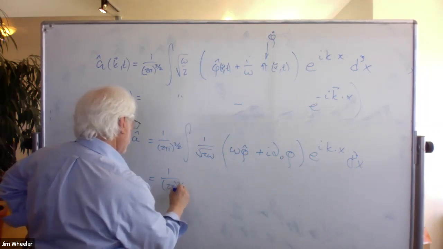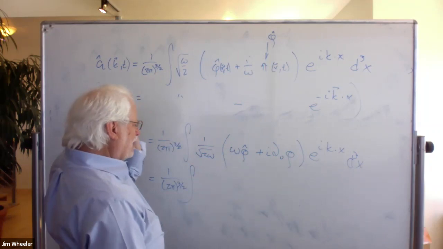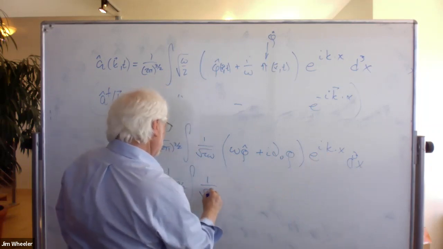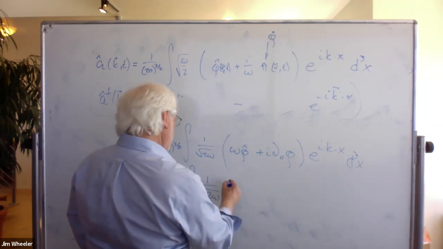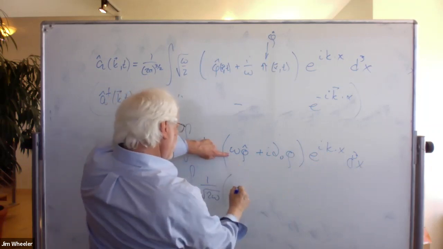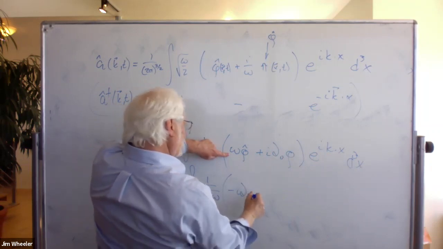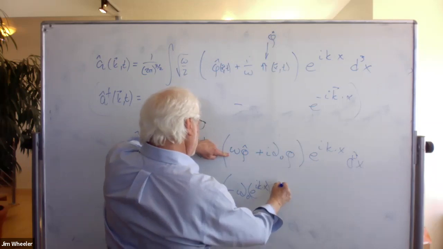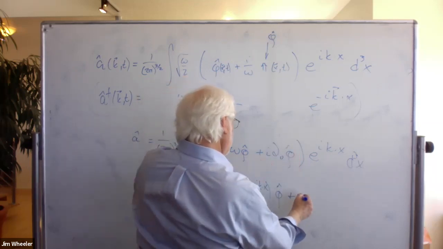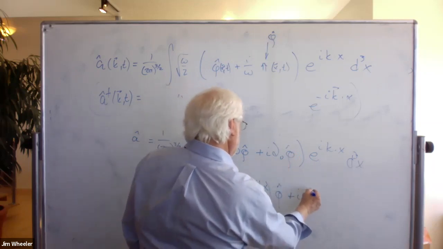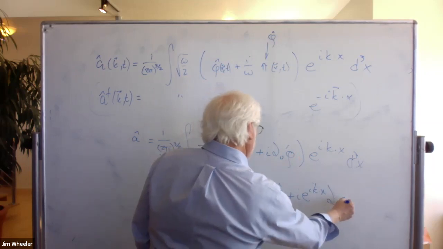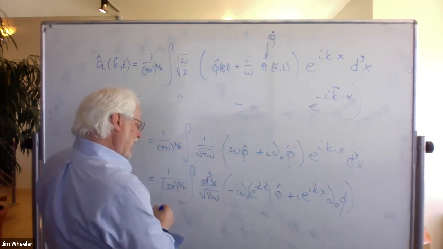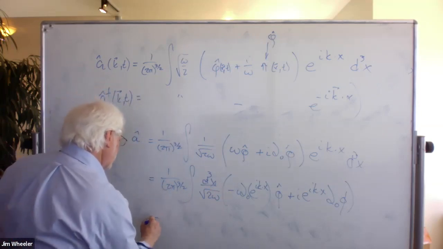I can write this omega as a time derivative of this term, of the exponential. So I can write this as, what do I need? Minus i d0 of e to the i k dot x times phi, plus i e to the i k dot x d0 phi and d3x. And so let's see, if I pull out an i, then this is one of those double arrow things.